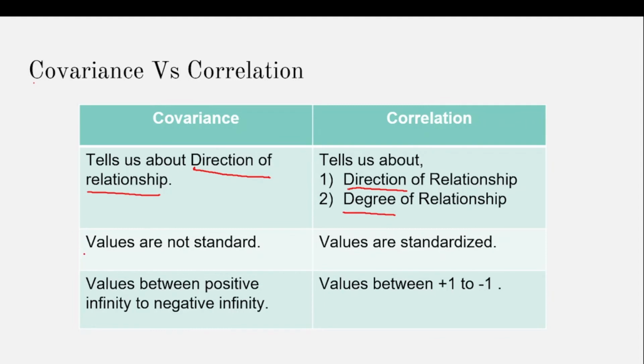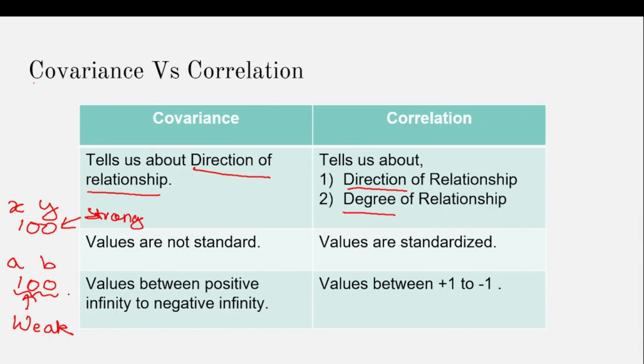The next difference is the values of covariance are not standard. Let us consider an example. Suppose the covariance between two variables x and y is 100. This covariance denotes that it is a strong relationship. On the other hand, for another two variables a and b, the value of covariance 100 can denote that it is a weak relationship between these two variables. So we don't have any standard value for covariance.